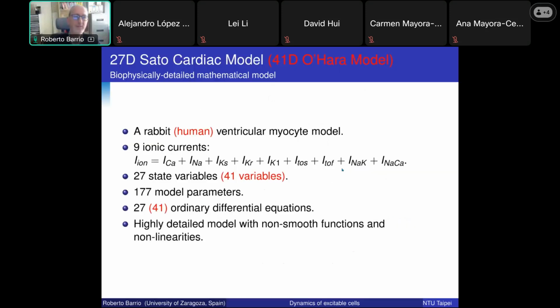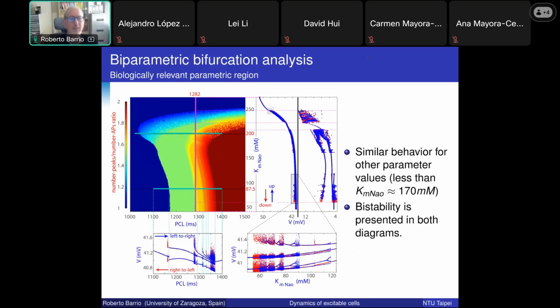Okay, so for instance, if we take a 27-dimensional model, or recently we have done something with a 41-dimensional one. In this case, it's a human ventricular model, so it's a more complex one. So in this case, a very, very complex differential system. It's not possible to make analytics, so we make numerics. The system has 2 parameters.